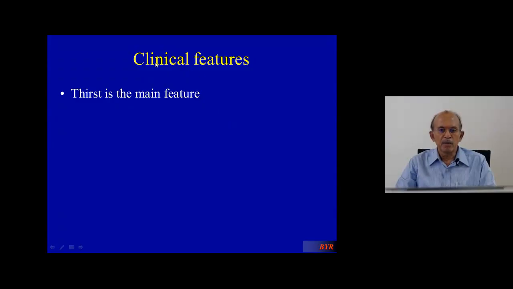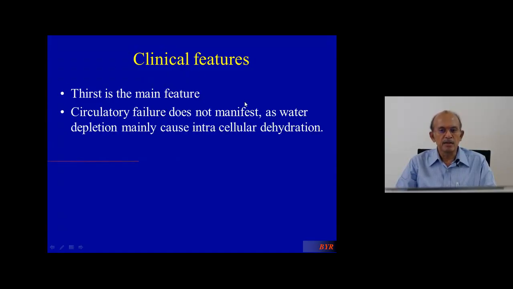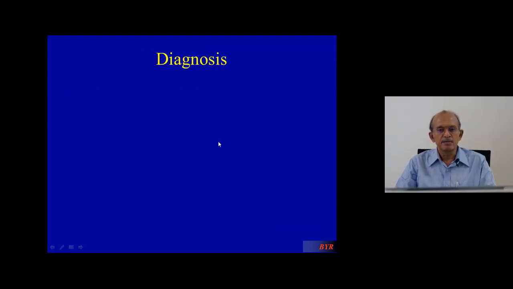Plain water deficit occurs in the body whenever there is decreased water intake. So in that case, what will happen? Thirst is the main feature. Circulatory failure doesn't manifest; water depletion mainly causes intracellular dehydration.